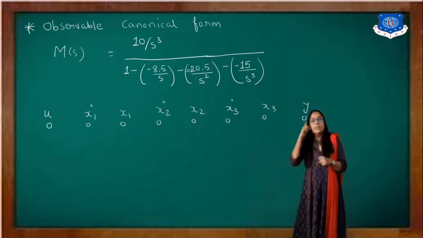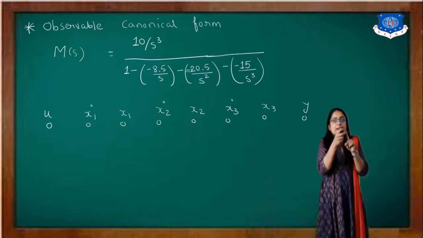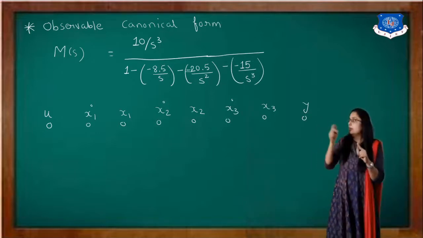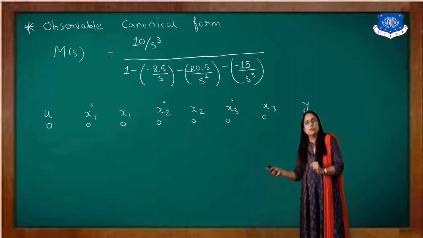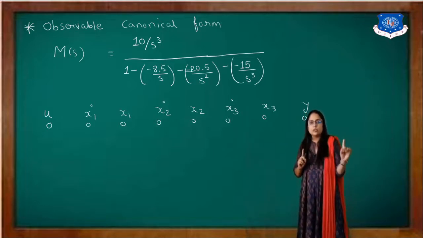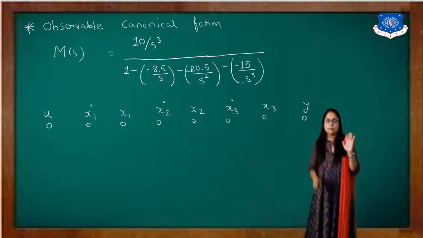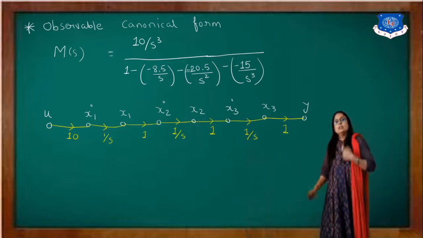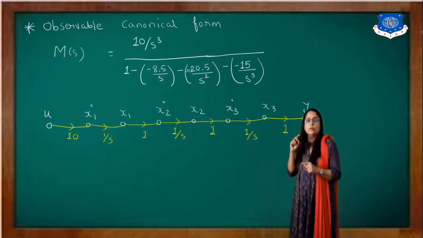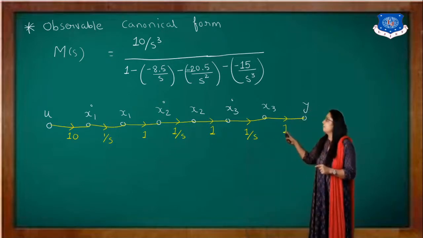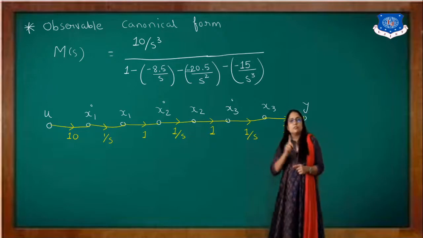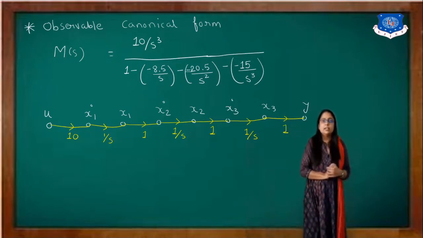But yes, in a controllable canonical form, you have to start with x3 dot. But in observable, we have to start with x1 dot. This is the difference between controllable and observable. Now here, as I told you earlier, in a controllable form you are writing 10, but in an observable form, first of all you have to write down 10.